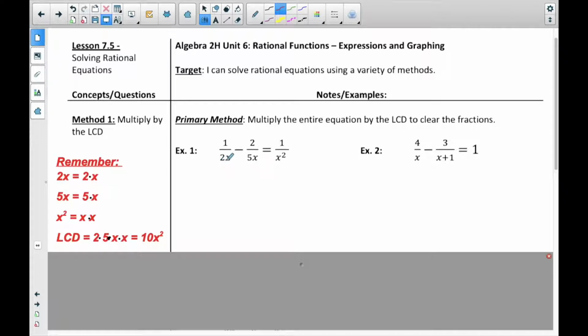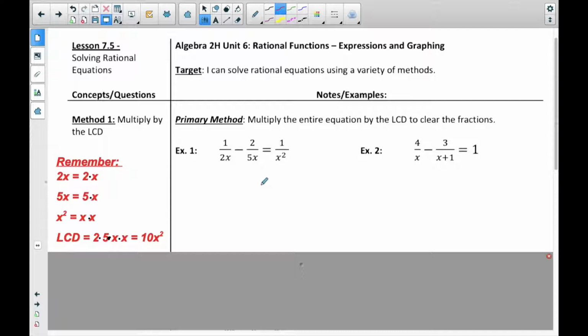And so in other words, the way I got that is I looked at this and had a 2 and an x. This had a 5 and an x, and this has an x and an x. And all I need is the lowest common denominator. So in other words, all I need is the 2, the 5, and the x and the x. I don't need these other two x's because they're already listed down here. And so my lowest common denominator in this case is 10x squared.